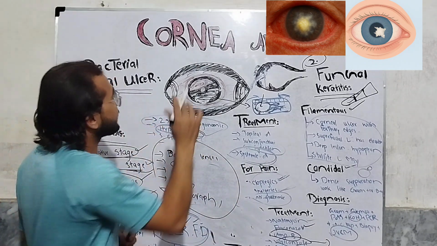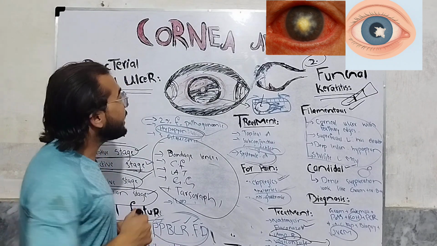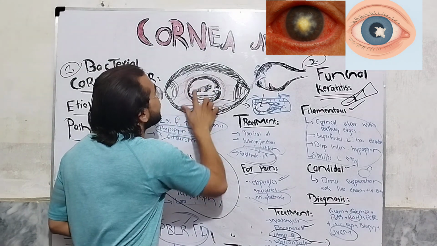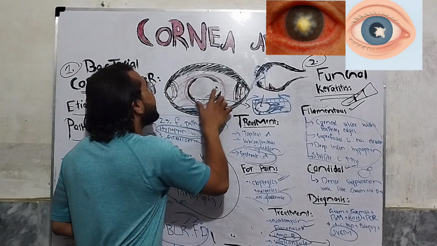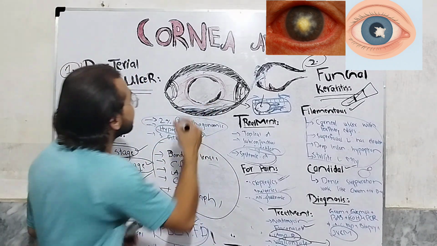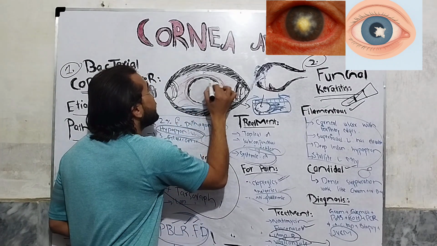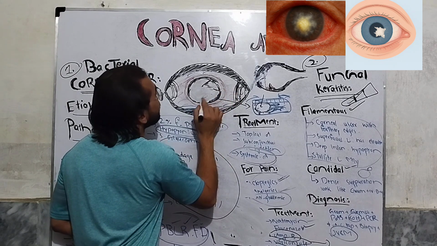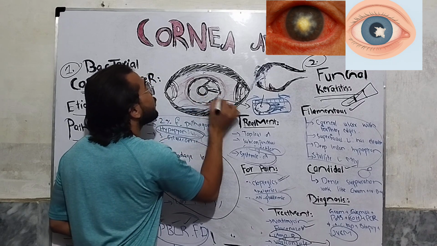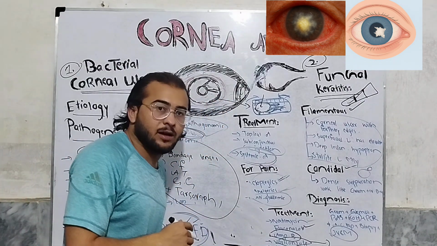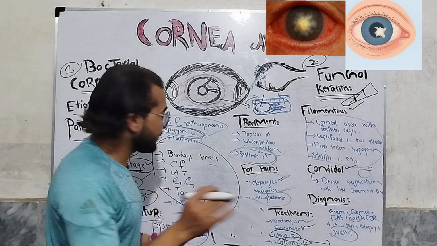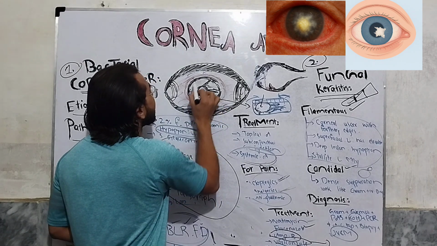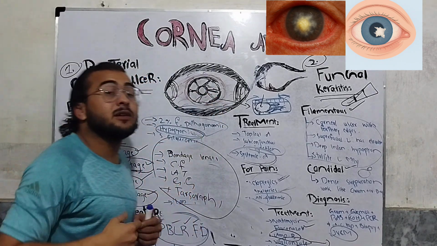The last remedy for the non-healing corneal ulcer, what is that? It is the transplantation of the whole cornea or a layer of the cornea, which is called keratoplasty. We will take the cornea from the donor and entirely transplant it. This is called therapeutic keratoplasty. This is the last remedy with us if all these procedures fail to heal the cornea.